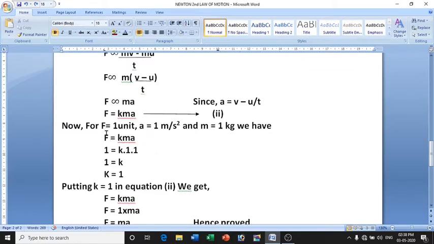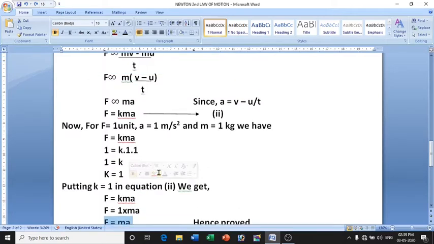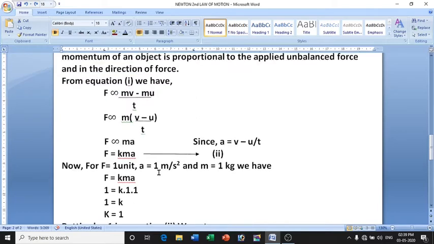So using the values of F, m and a, we have 1 equals k into 1 into 1. The dot means into, don't get confused. k into 1 is k, and k equals 1. So putting k equal to 1 in equation 2, we get F equal to 1 into ma, which is ma. So here we have got F equal to ma. Clear? So this is how we have proved Newton's second law of motion.